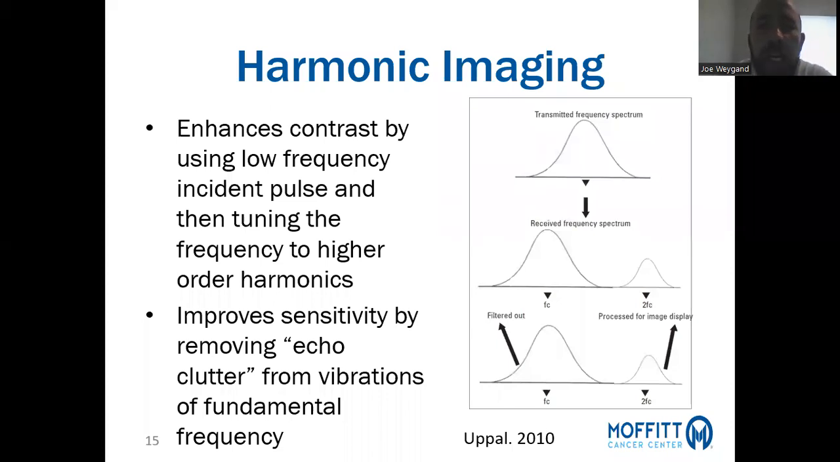In harmonic imaging, you enhance the contrast by using the low frequency incident pulse as your transmit pulse, and then tune into the higher order harmonics in receive mode. Basically what this does is it allows you to improve the sensitivity by removing the echo clutter from vibrations of the fundamental frequency. So you only tune into these higher order harmonics, and that allows you to improve the SNR.